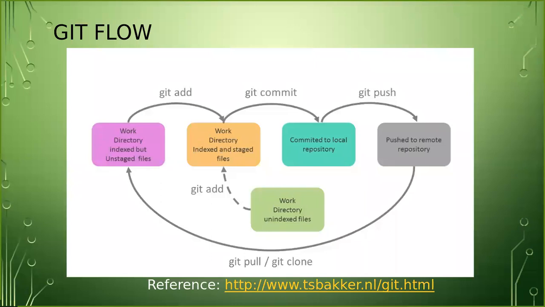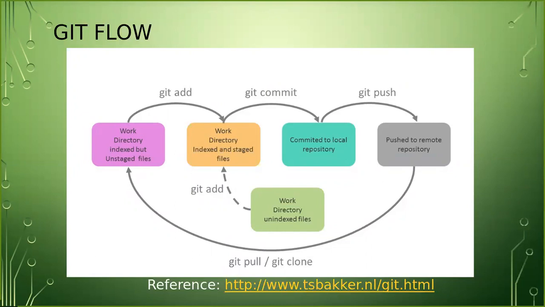As we discussed in previous videos, there will be two repositories. One is your remote repository, another one is local repository or working directory. From the remote repository, you will get all the files to your working directory by using the git clone command or git pull command. After that, you will be making the changes and you will be adding to the staging area by using the git add command.